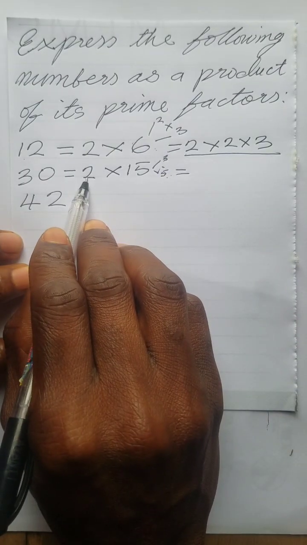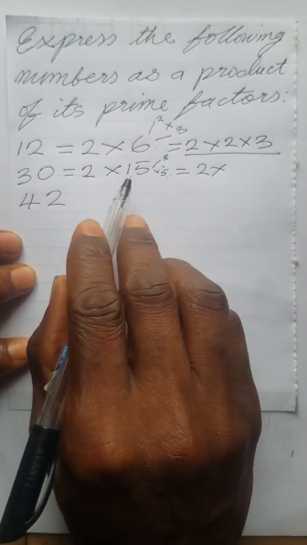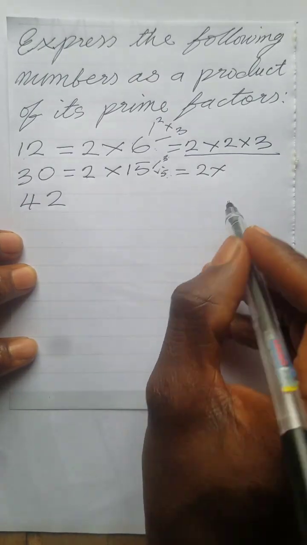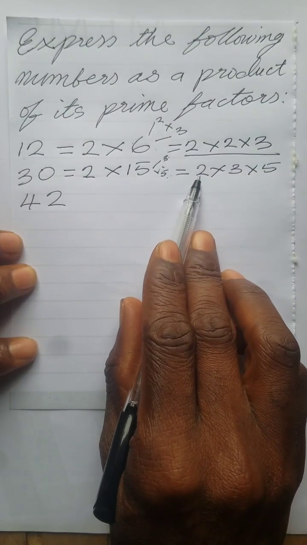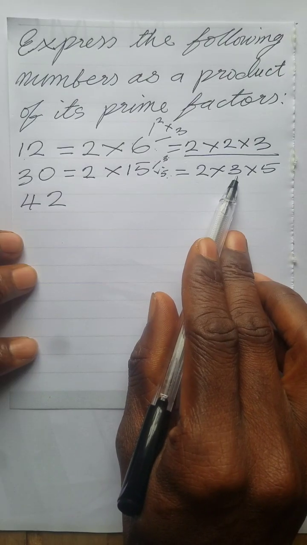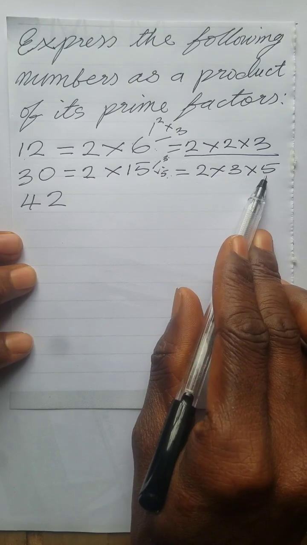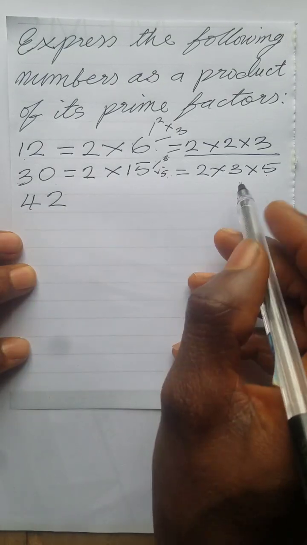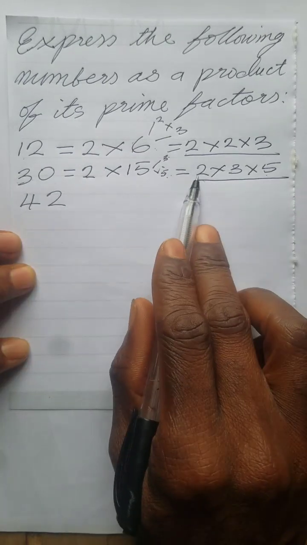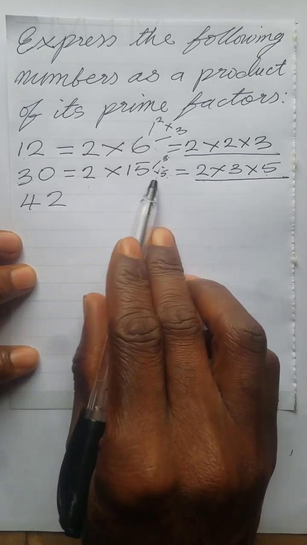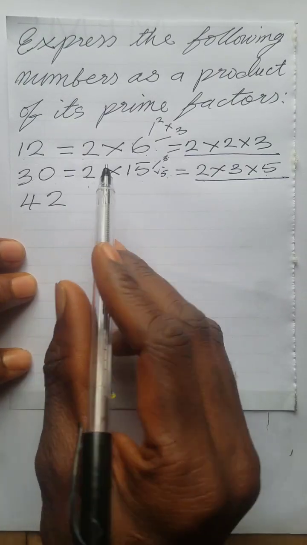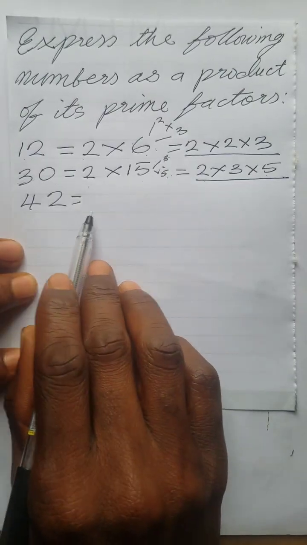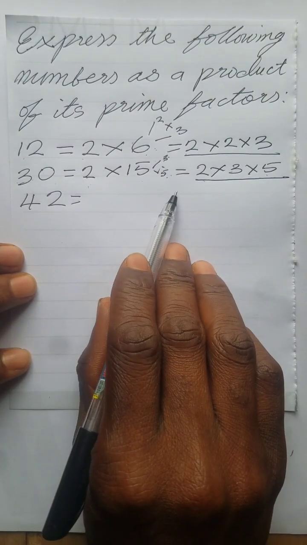So I'll write this again. 2 times, instead of writing 15, I'll write 3 times 5. And then if you check it out, 2 times 3 is 6. 6 times 5 is 30. So we've succeeded in writing 30 as a product of its prime. This is wrong. Remember, I told you I'm going to solve it wrongly as a child that does not really know what to do yet, but has an idea.